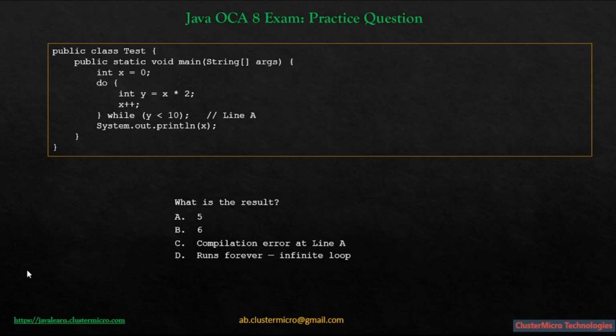Here the answer is C. y is declared inside the do block, so its scope ends at the closing brace. The while condition references y, which is out of scope at that point. This is the do while scope trap. So the answer is C. The compilation error will happen at line A, because y is declared within the do block and it's not visible outside the braces.